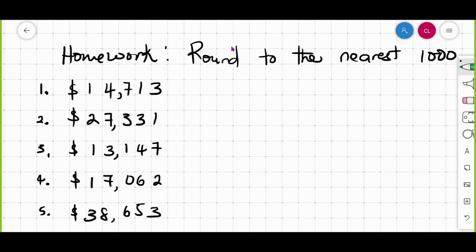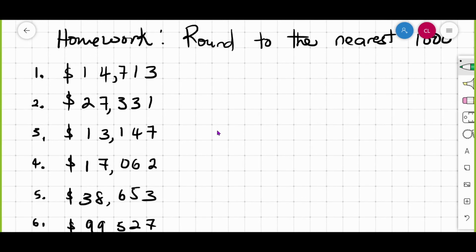This is for homework. I want you to round the following to the nearest 1,000. Okay. Sir, as I finish this today, can I send it in the group right now? Yes, you can drop it in the group immediately.